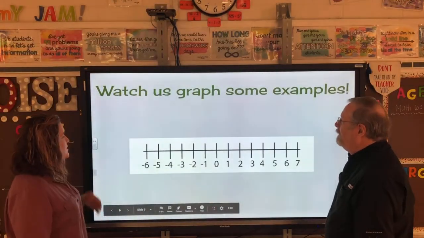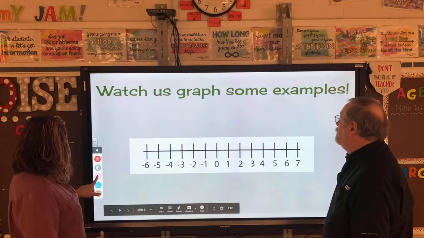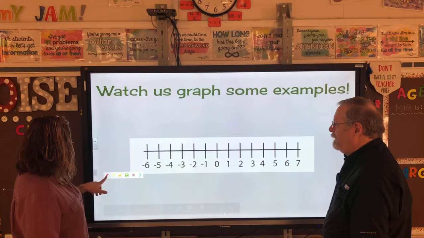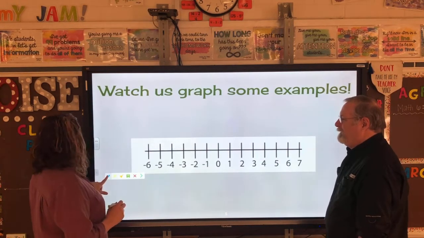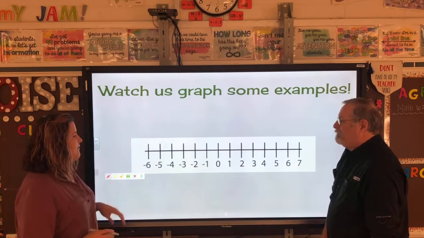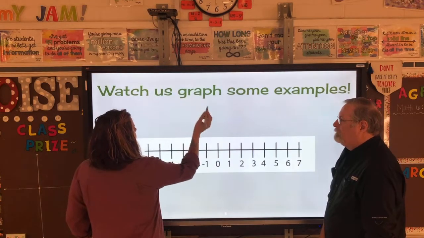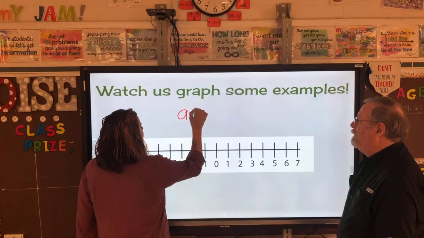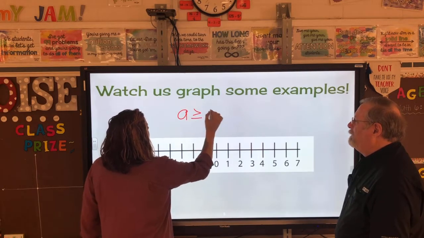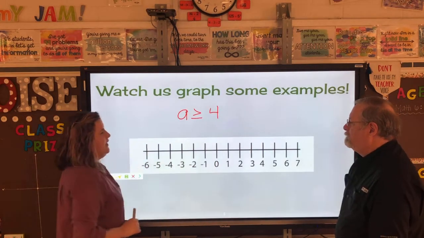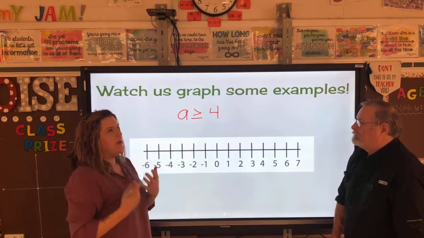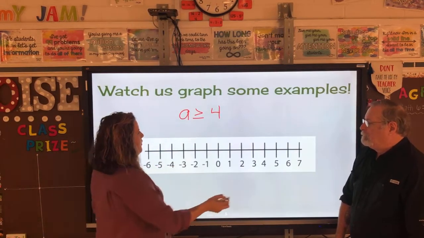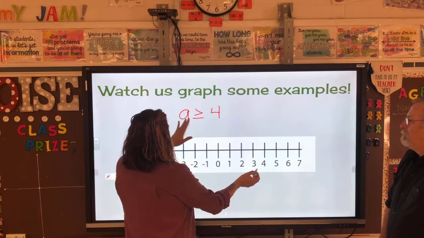Alright, so if I wanted to graph the inequality, let's do a color you can see, sorry for the blue. If I were to graph the inequality, and it doesn't have to be x, I can do A is greater than or equal to 4. The number here is where my graph is going to really start. So I go to the 4.